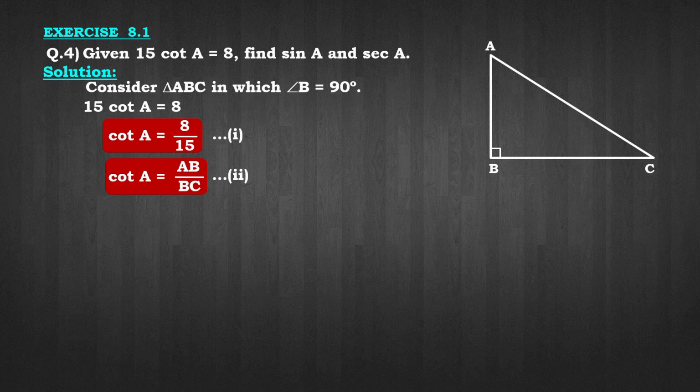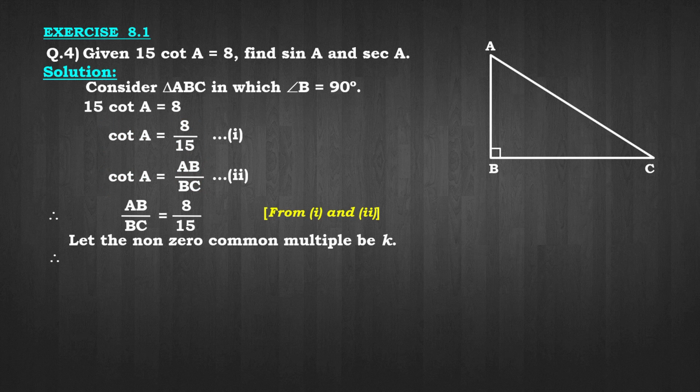To make calculations easier, let us take a common multiple. Let the length of side AB be 8K and the length of side BC be 15K, where K is a positive number. Now, let us find the hypotenuse AC.